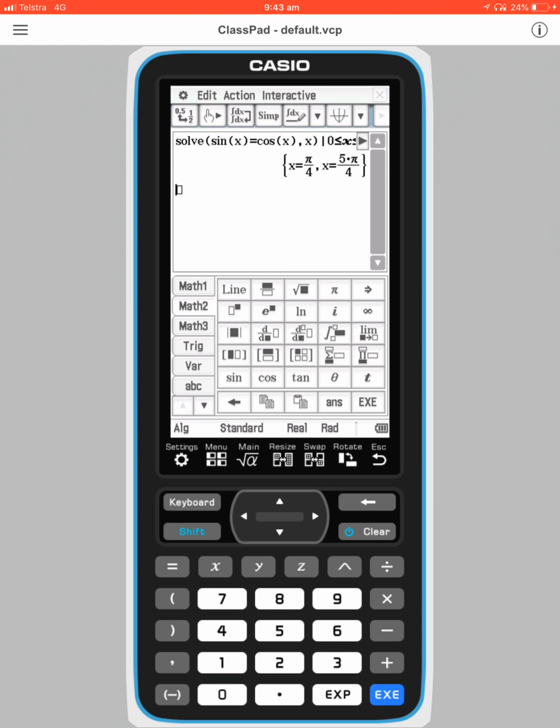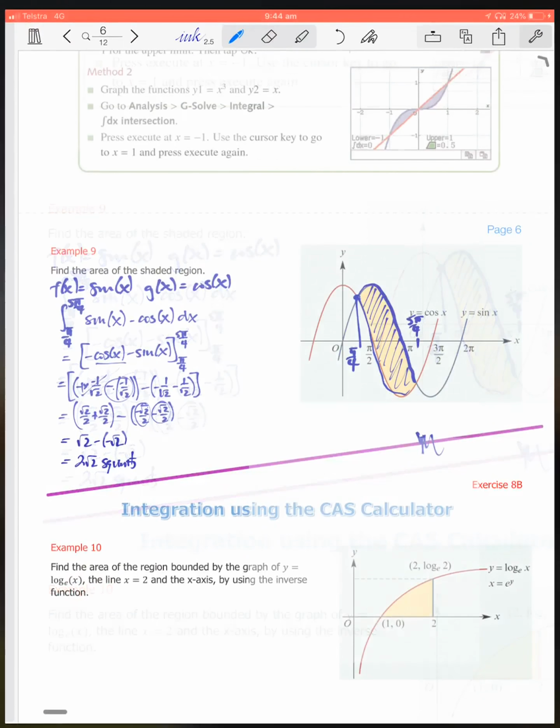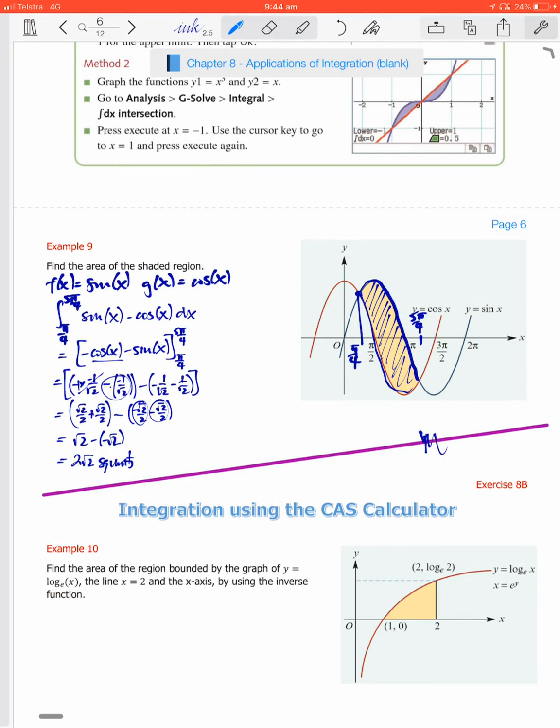And then, of course, we integrate from pi on 4 to 5 pi on 4 sine x minus cos x dx, and we get 2 root 2. So we know that it's correct.